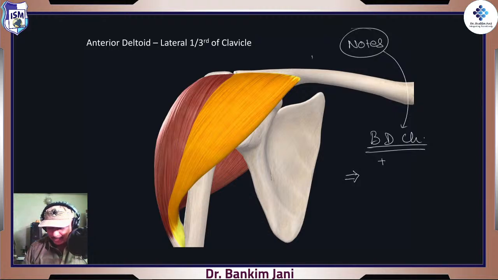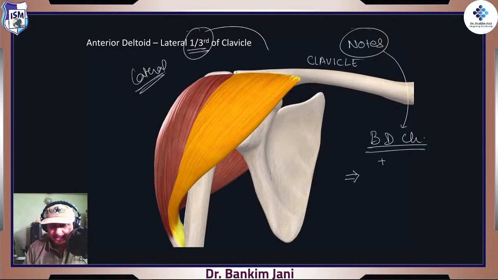Now we know this bone. This is the clavicle, and that's the lateral end. And we'll see that, yes, deltoid is a lateral muscle, so it is the lateral 1/3. Mark this 1/3 because that's what everyone would be missing. And that's the lateral 1/3 of clavicle.